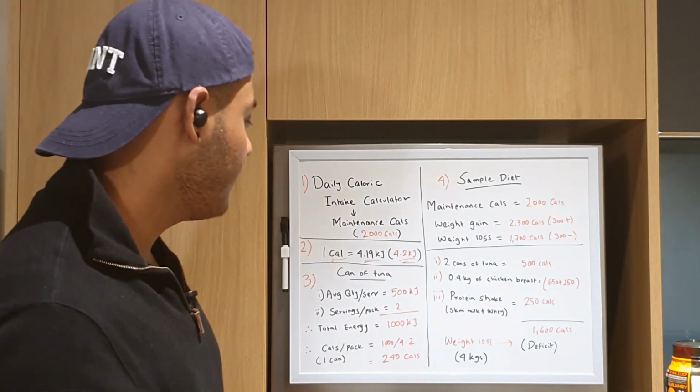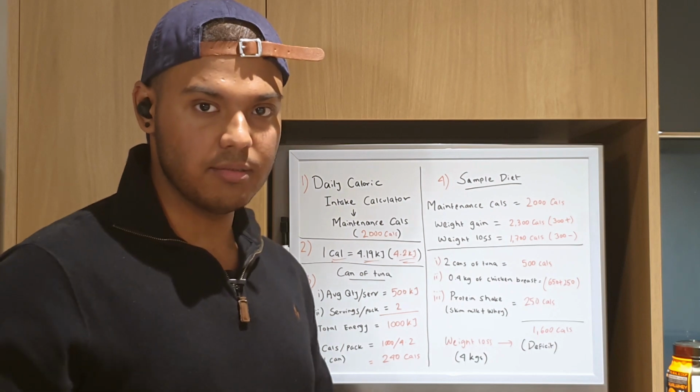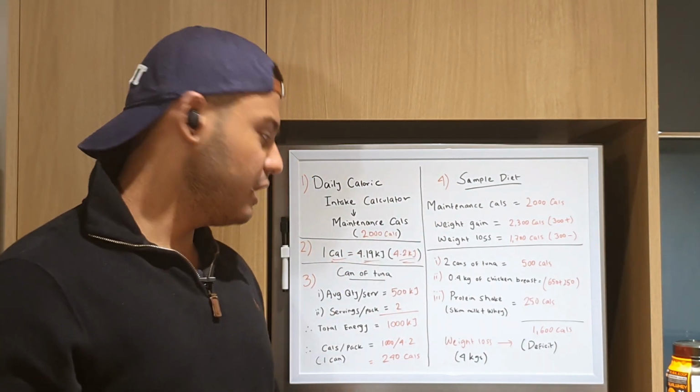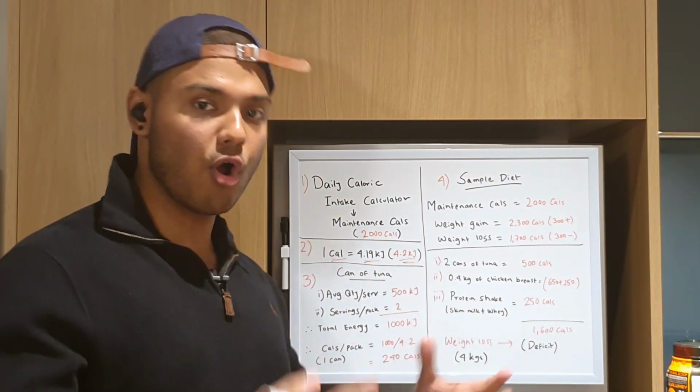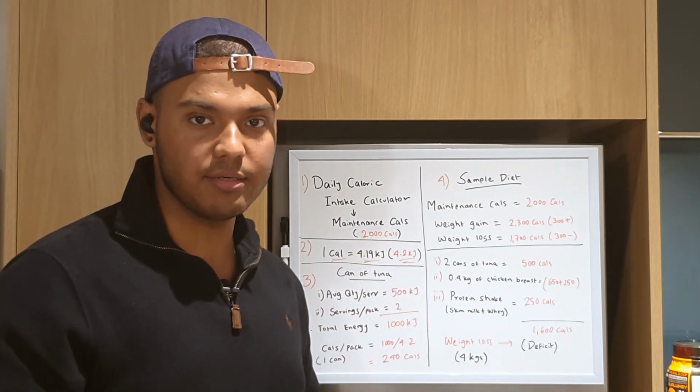Now moving on. How do we count calories? There are 2 scenarios. Number one, the first scenario is you go to the supermarket and you're buying things off the supermarket. Every product that you buy off the supermarket will have a nutritional label behind it.